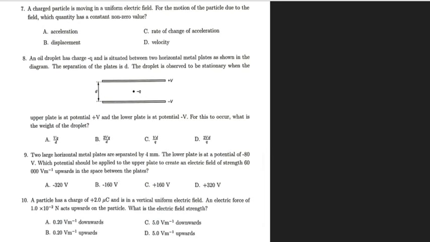7. A charged particle is moving in a uniform electric field. For the motion of the particle due to the field, which quantity has a constant non-zero value?